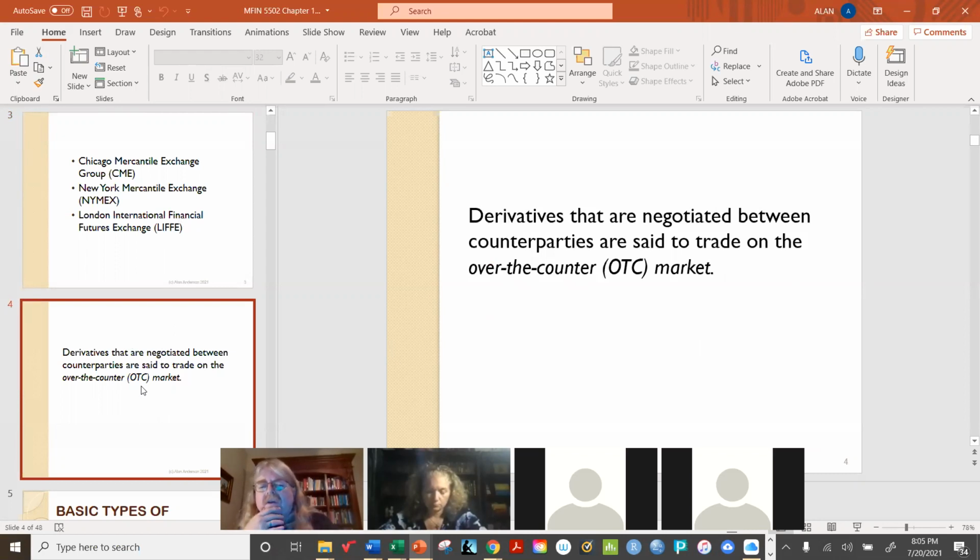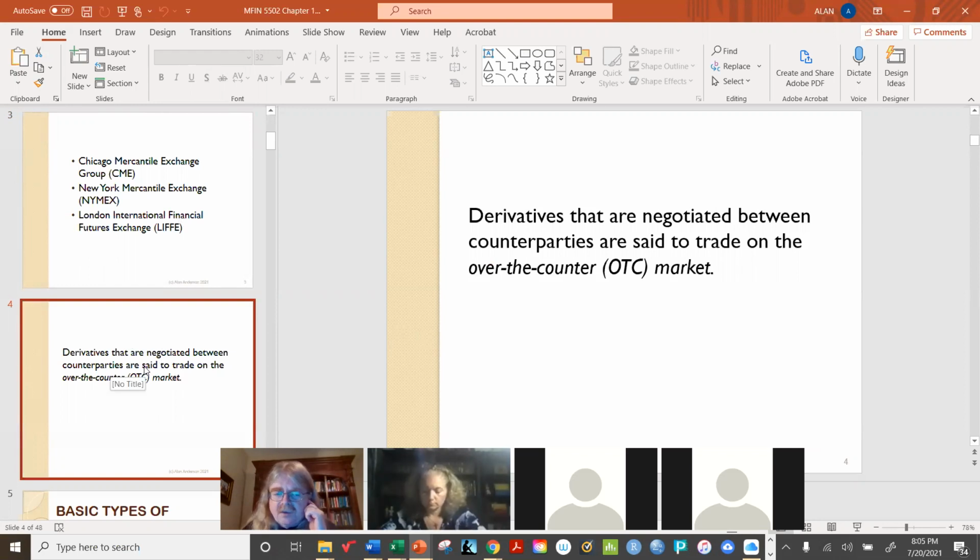So if your needs are a little out of the ordinary, let's say you do a lot of business in Peru, and you need to hedge against the risk that the Peruvian dollar gets weaker. Well, you're not going to find that on the exchanges because it's just too small of a country. But you can go to the over-the-counter market and find a Latin American bank that will create a product for you, and now you're all set.